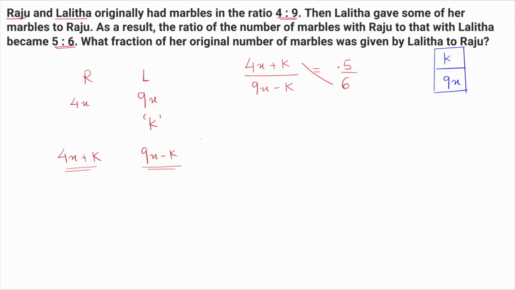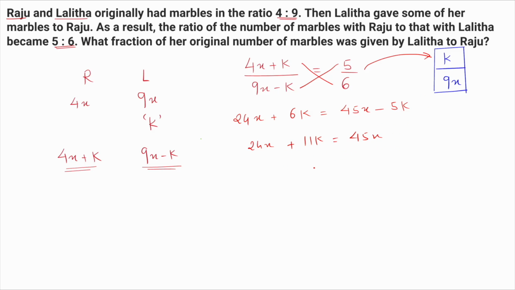Let's solve this particular equation by cross multiplying. We'll get k in terms of x, which we'll substitute in this equation to get our answer. So 6 4s are 24 into x plus 6 into k is 6k, 5 9s are 45, 45x minus 5k, right? Adding 5k to both sides, I will have 24x plus 6 plus 5, 11k is equal to 45x minus 5k plus 5k will become 0.